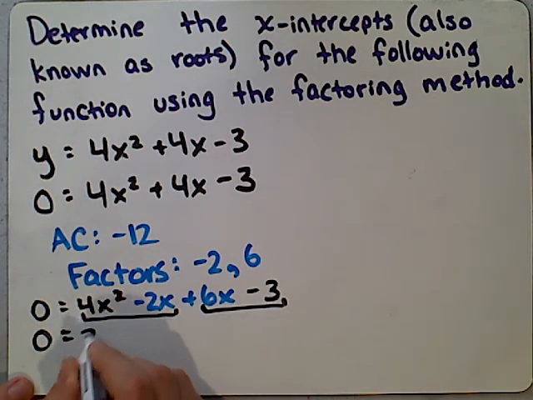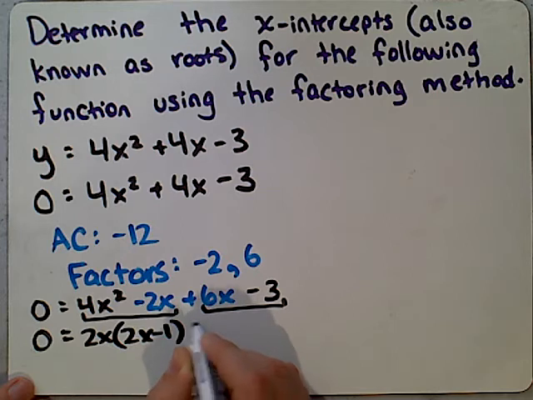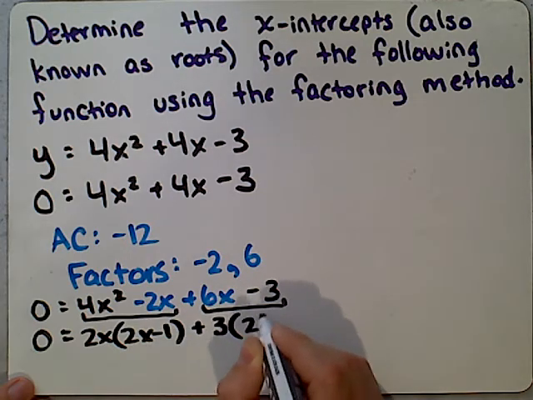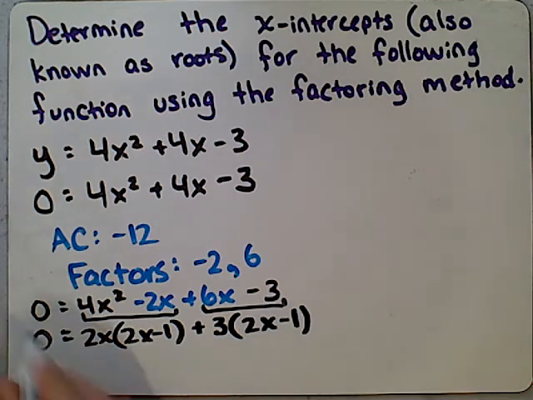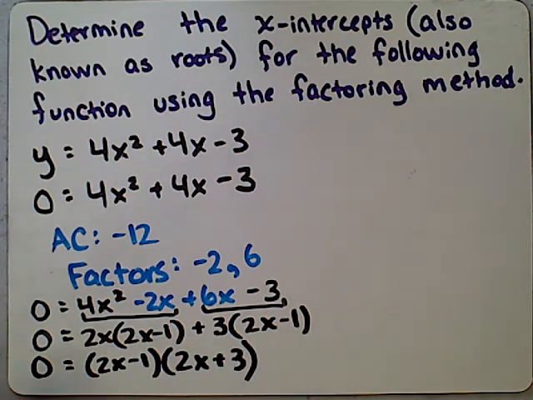We can take out a 2x here, leaving us with 2x minus 1. And we can take out a positive 3 here, leaving us with 2x minus 1. And we can go down here and leave this as 0 equals 2x minus 1, because they're the same here and here, and 2x plus 3. The last thing for us to do here is to solve for the x value here and the x value here.